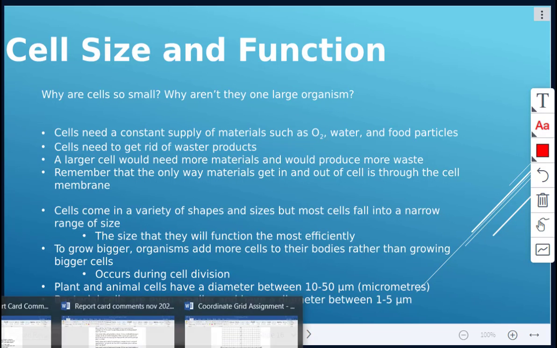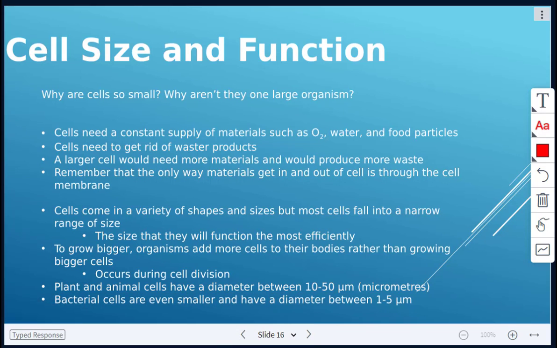All right, so next just looking at cell size and function. Why are cells so small? Why aren't they just one large organism? Like, why are we made of so many cells? Why aren't we just one large cell? So what we have to think about here is that cells need a constant supply of materials like oxygen, water, and food particles. And the cells also need to be able to get rid of the waste products. So a larger cell would need more materials and would produce more waste. All right, so just keep in mind that there's only one way materials get in and out of the cell. It's through the cell membrane.